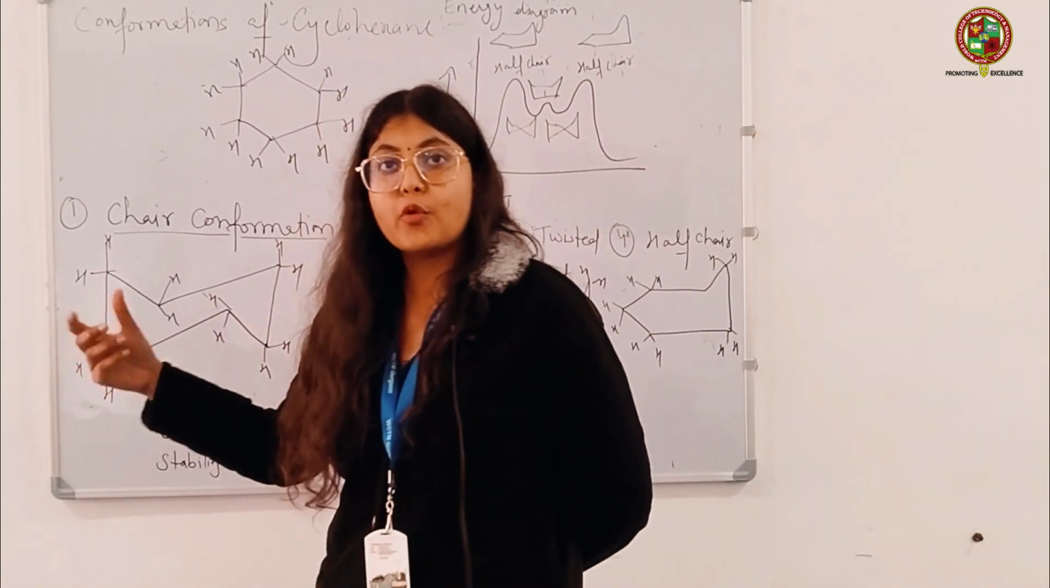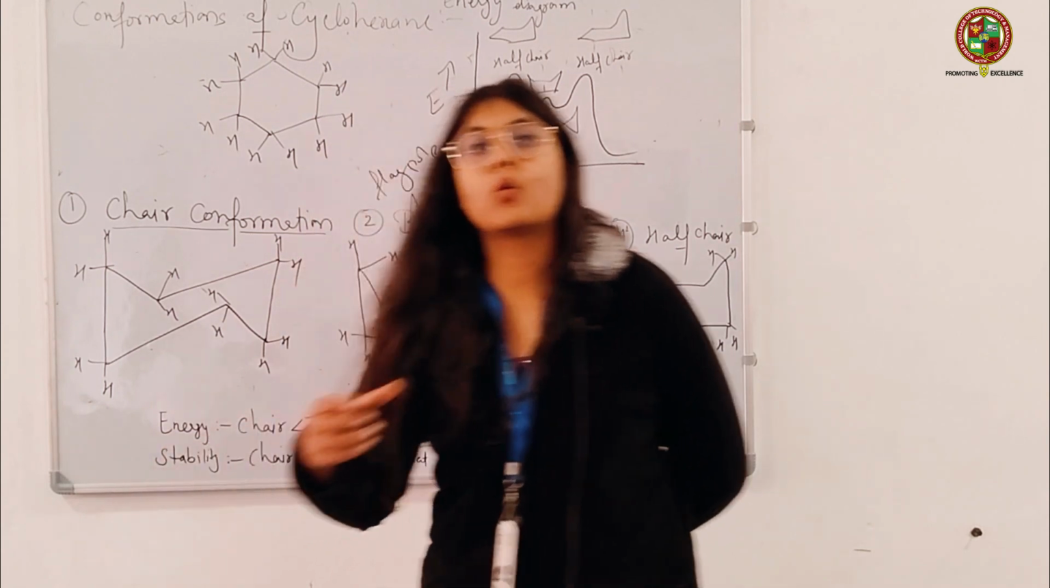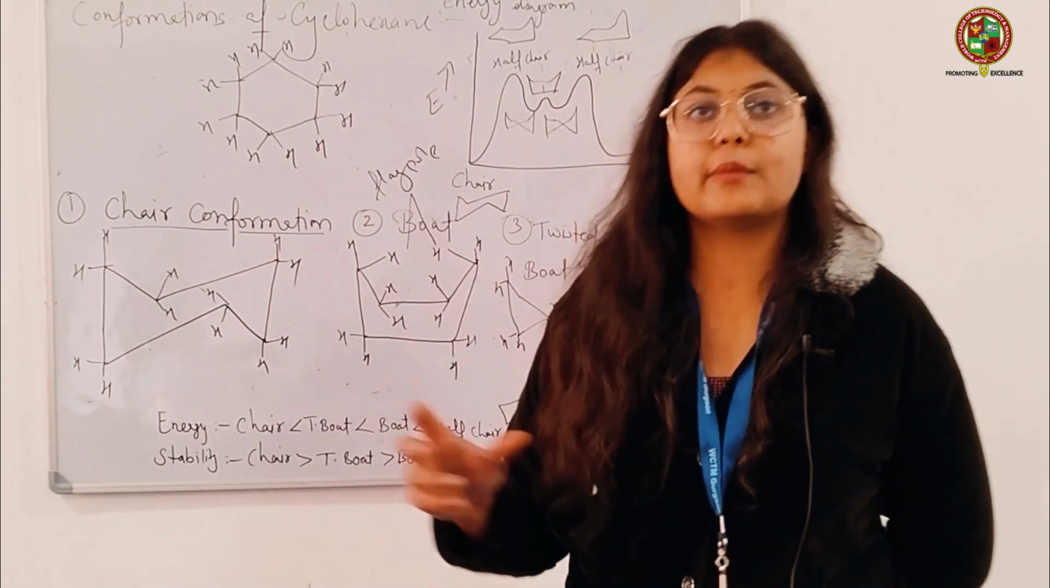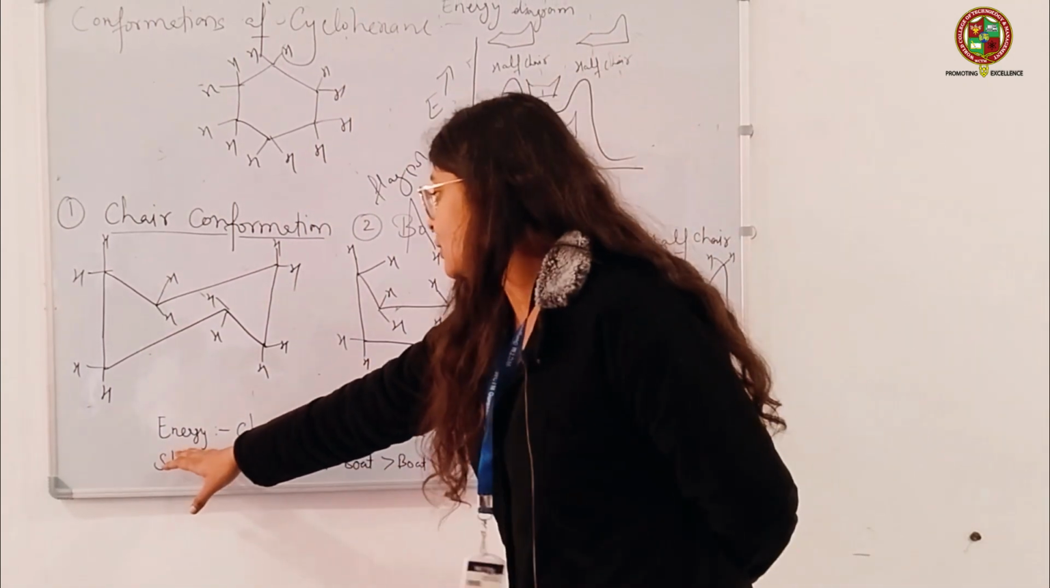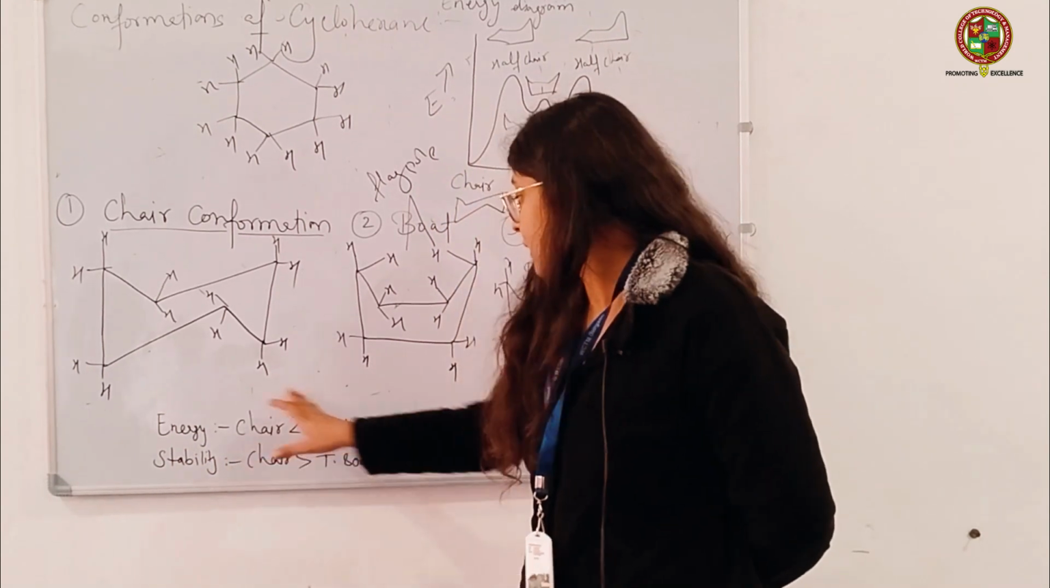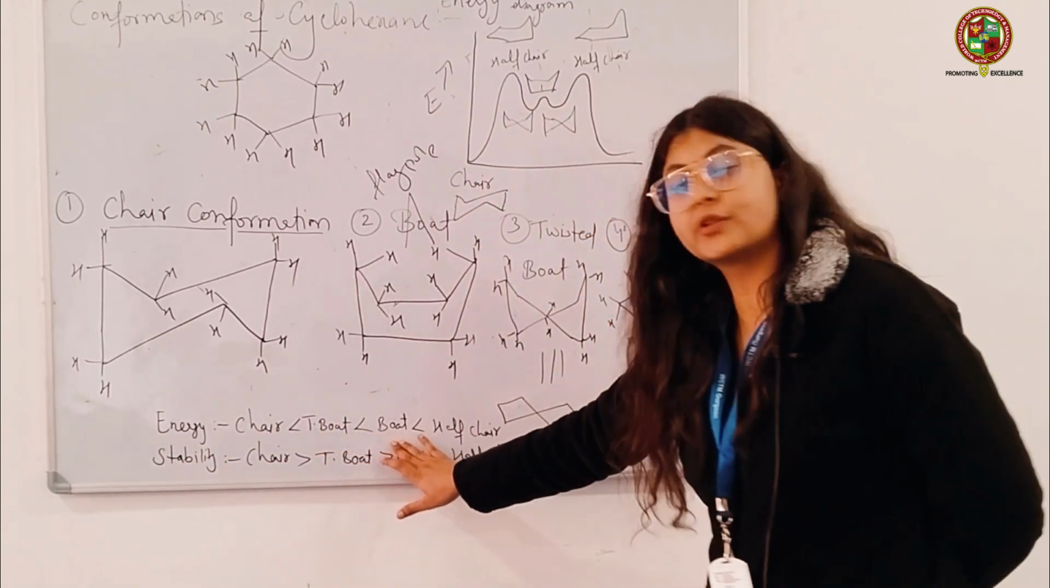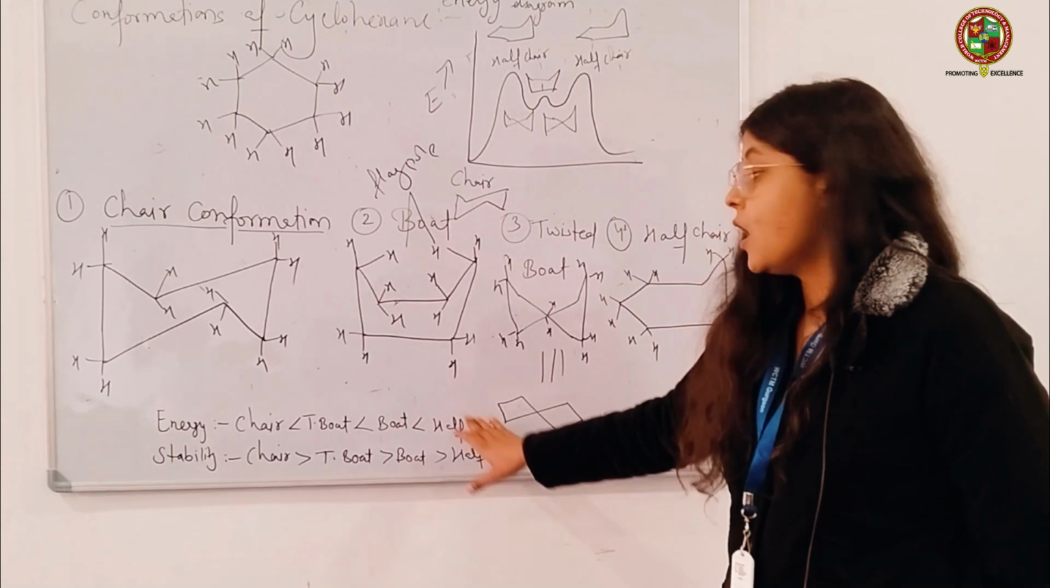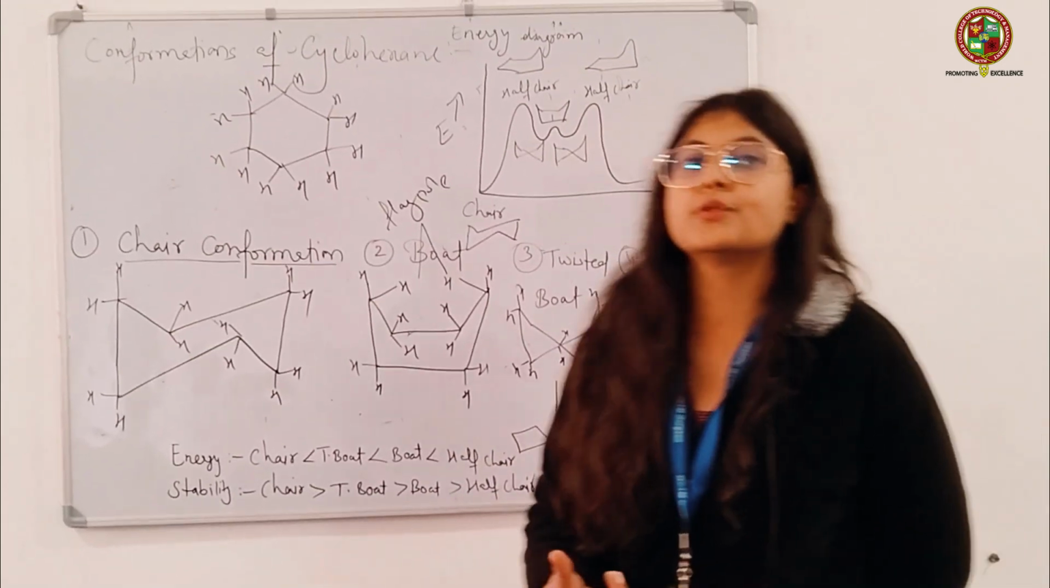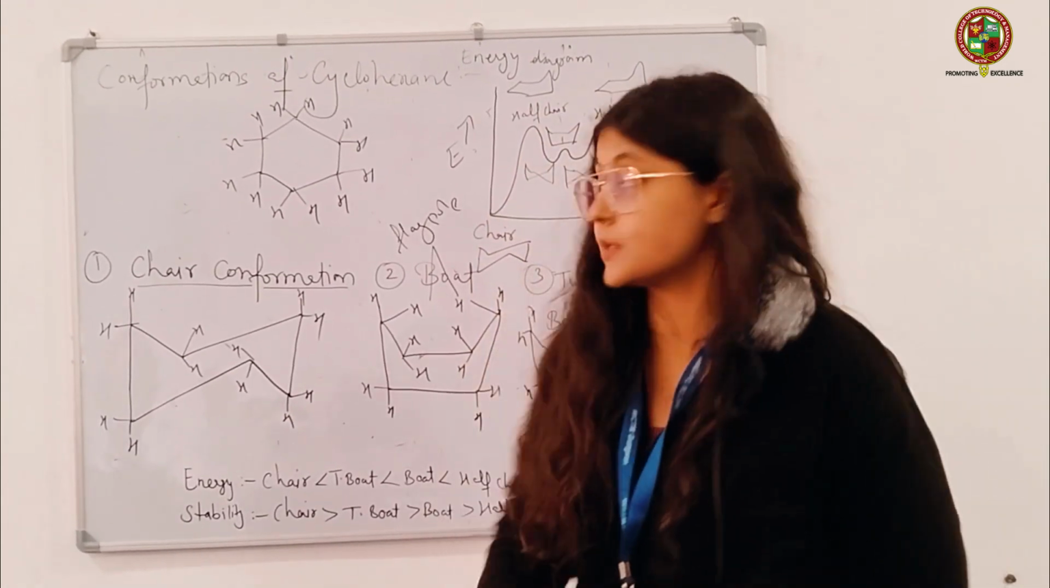The chair conformation is most stable. That's why it requires the least energy. That's why the energy order is chair, after that twisted boat, after that boat conformation. The last one is half chair. Half chair requires more energy to get stabilized because of steric hindrance.